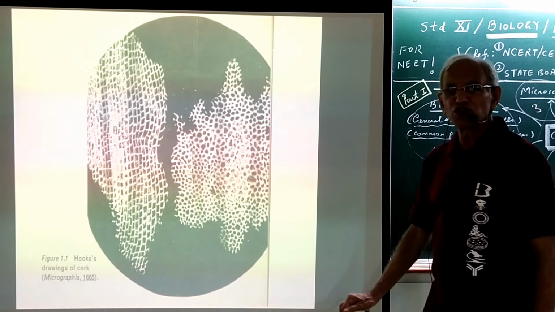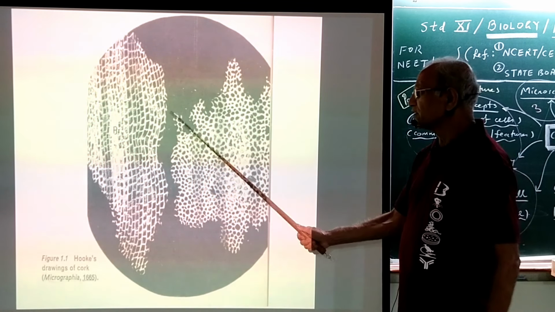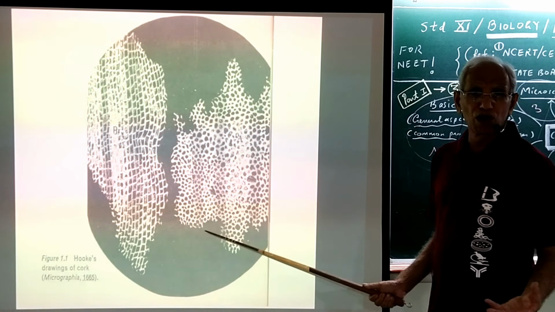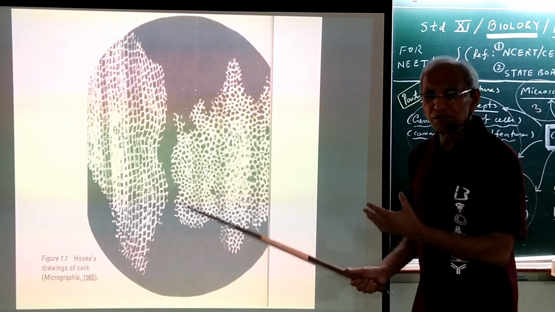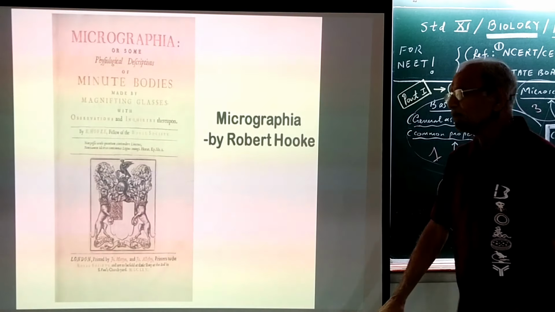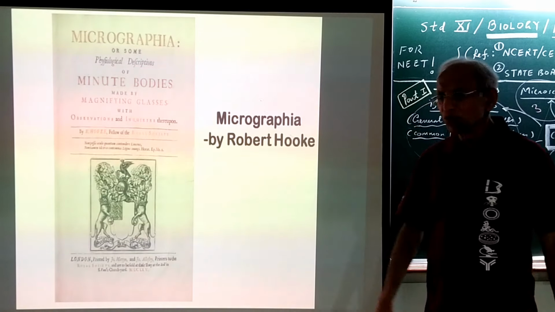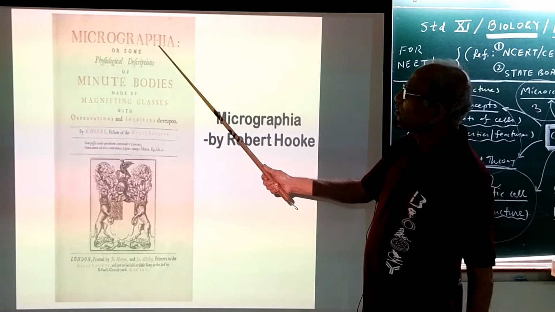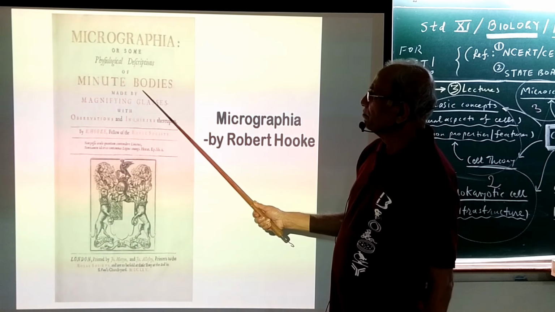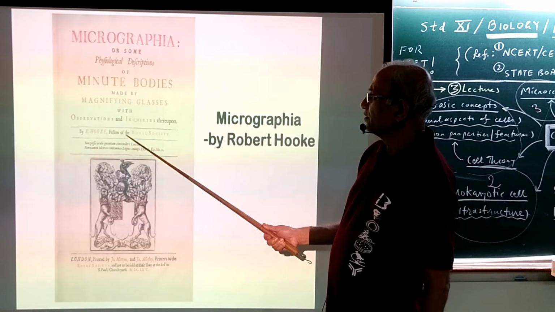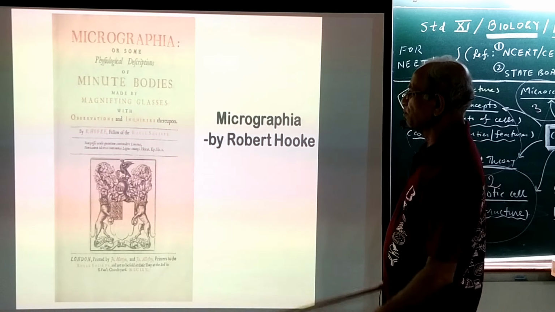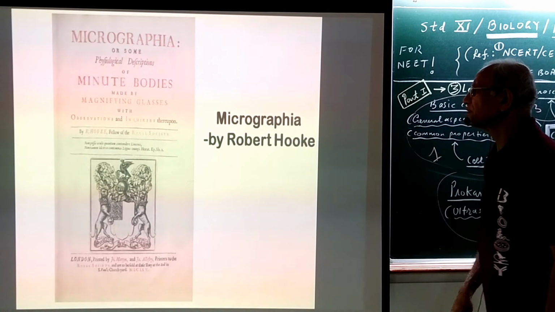These are the cells which Robert Hooke observed. These are the cork cells. This is very famous. And these are the compartments. These are only cell walls because there is no cytoplasm. These were not living cells at all. He published many things, many books he wrote, and Micrographia is a very famous book. Minute bodies. This is all about his microscopic observations. Next.